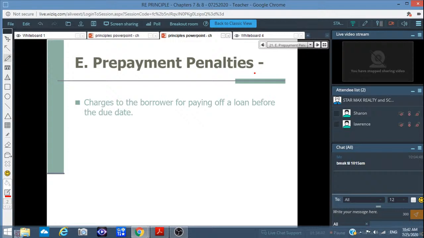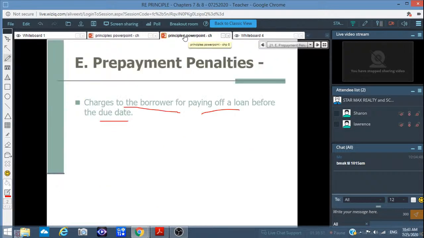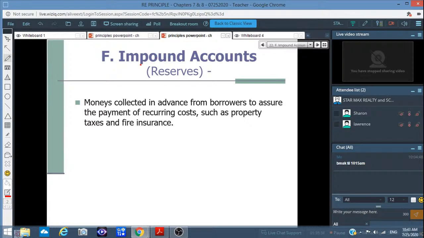Alright, prepayment penalties. 早付清贷款的罚金，okay? Charge to the borrower for paying off a loan before due date. Remember what you see here? Okay. If you pay anytime here, right? Or here, right? In front. The bank said, hey, I didn't make all this interest yet. Okay, I'm going to charge you a fee. 如果你这个贷款你早还清的话，right？银行不高兴，他的我还没收到我的赚你的利息，所以我罚你，OK？罚你一笔钱，OK？这个叫 prepayment penalty.